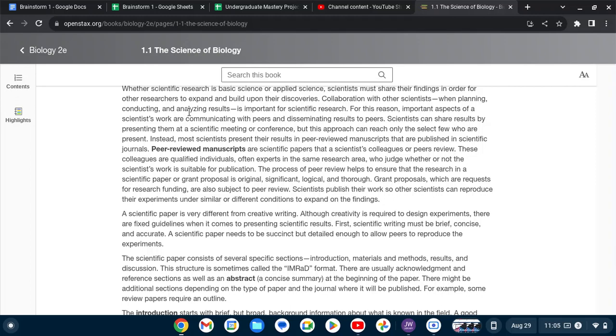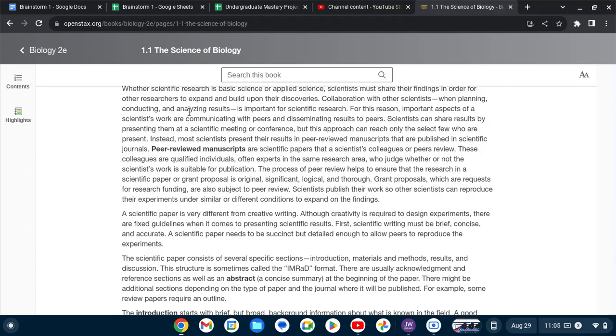Grant proposals, which are requests for research funding, are also subject to peer review. Scientists publish their work so other scientists can reproduce their experiments under similar or different conditions to expand on the findings. A scientific paper is very different from creative writing. Although creativity is required to design experiments, there are fixed guidelines when it comes to presenting scientific results.